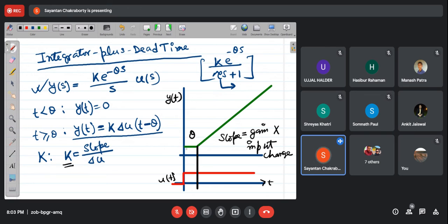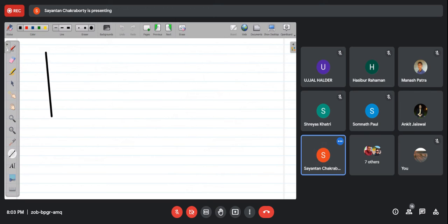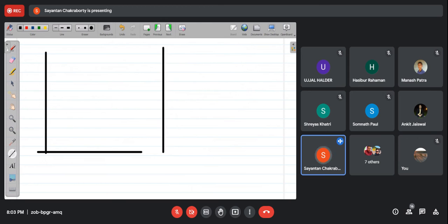Let us see an example where this integrating model, or the integrator model, will be preferred over the first order plus time delay model. Suppose we have a distillation column, a common chemical process, where following a step change at t equal to 0, this is the input. Red one is the input. There's a step change in the input, and the corresponding change in the output is something like this.